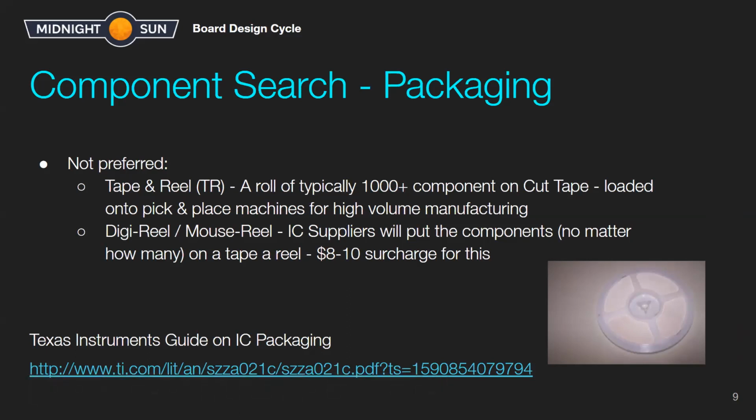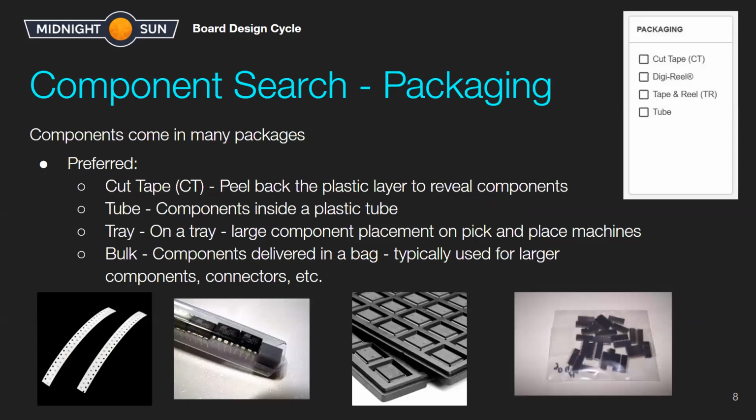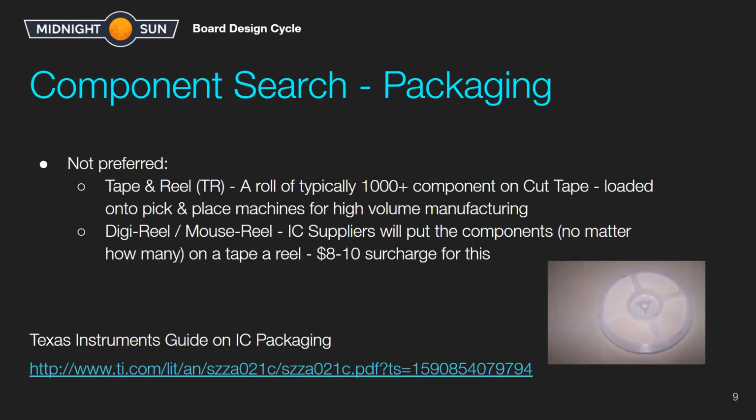DigiReel and MouseReel are tape and reel components, which is DigiKey's version of a tape and reel, where they will put your one-off components that usually come on a cut tape onto a reel for you so that you can automatically load it into pick and place machines, and they'll surcharge you for this, $8 to $10.